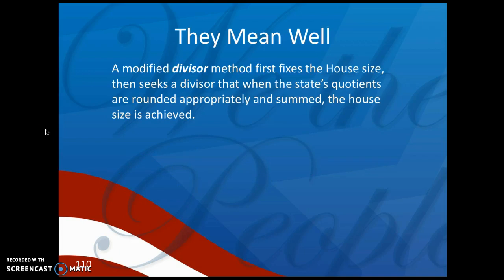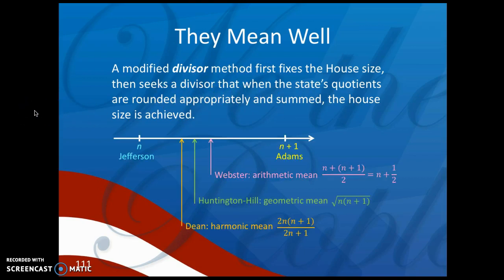All right, the modified divisor method first fixes the house size. Again, make sure the house size has to be fixed. And then it seeks a divisor such that when the states' quotients are rounded appropriately and summed, the house size is achieved. So again, if you started the homework, this is the more tedious method, this modified divisor method.